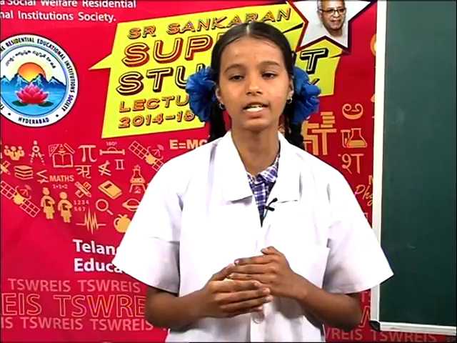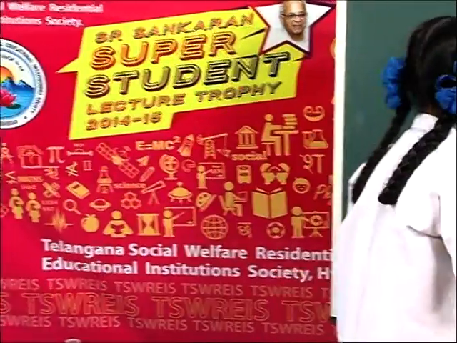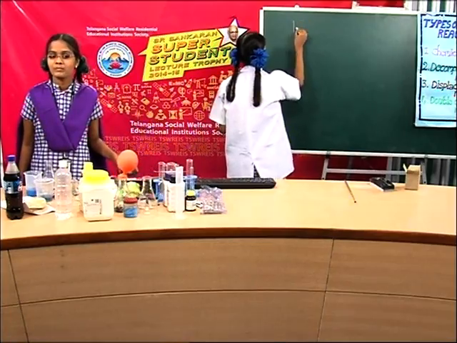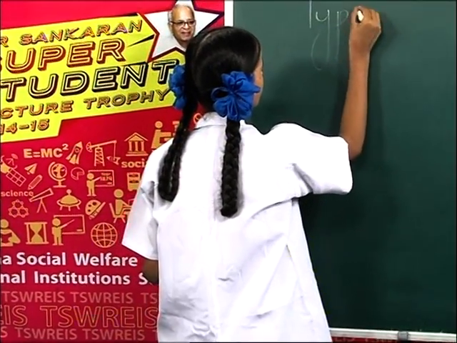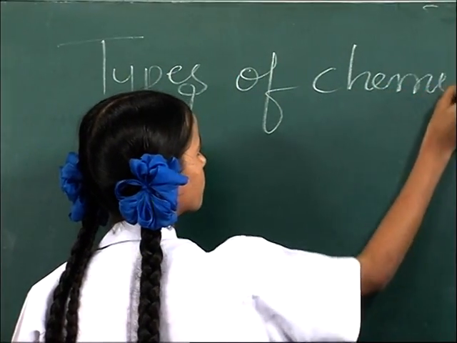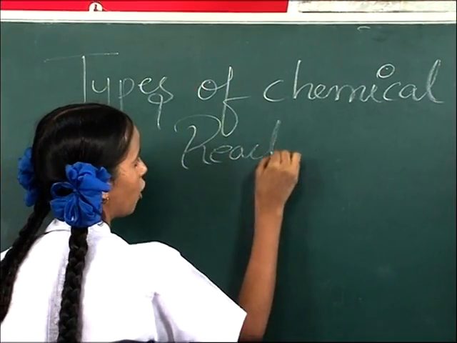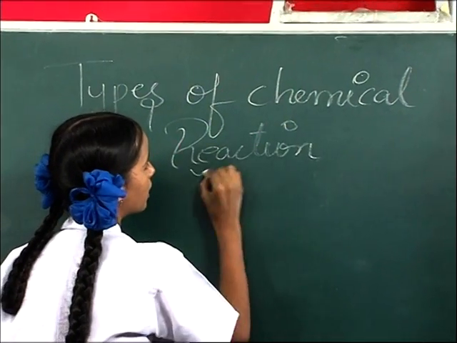So Tswreis, in our daily life, we have observed all these changes, we have experienced them and we are going to experience them in our future. So, today we are going to learn about types of chemical reactions. What are we going to learn about? Types of chemical reactions.